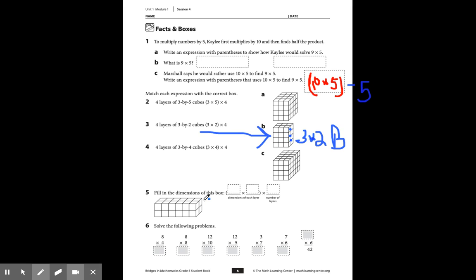All right, fill in the dimensions. Well, we have a base layer of 1, 2. It's 2 by 1, 2, 3, 4, 5, 6. 2 by 6. And then how tall is it? It's only 2 tall. So 2 by 6 by 2. All right? Very good. And then you can solve these problems at the bottom.